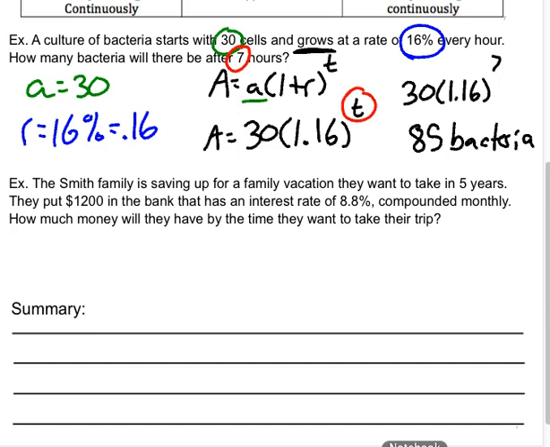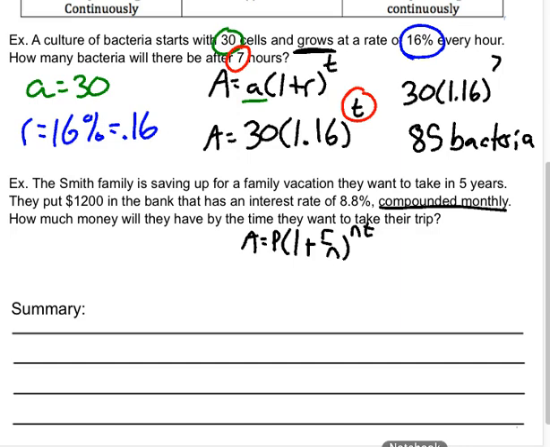And what about this next one? The Smith family is saving up for a family vacation they want to take in 5 years. They put $1,200 in the bank at an interest rate of 8.8% compounded monthly. How much money will they have by the time they want to take their trip? Compounded monthly. That's telling me I need my compounding interest formula. So that's going to be key for the test. It's making sure that you know which equation to use in which scenario.